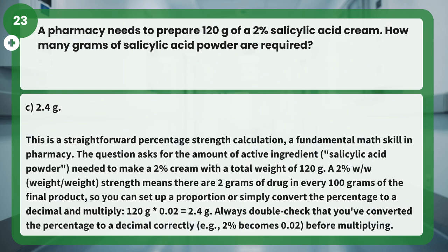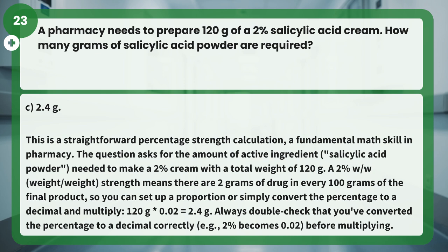Answer: C. 2.4 g. This is a straightforward percentage strength calculation, a fundamental math skill in pharmacy. The question asks for the amount of active ingredient, salicylic acid powder, needed to make a 2% cream with a total weight of 120 g.